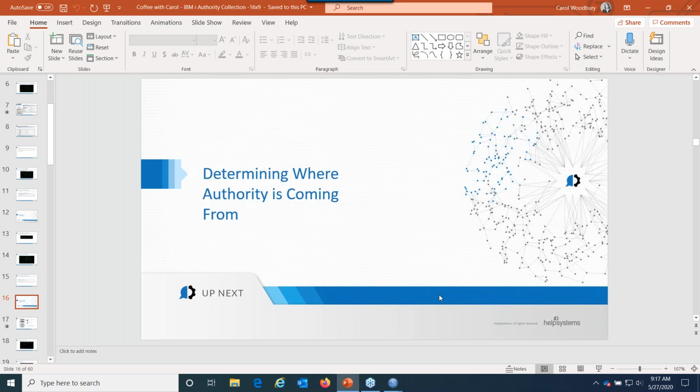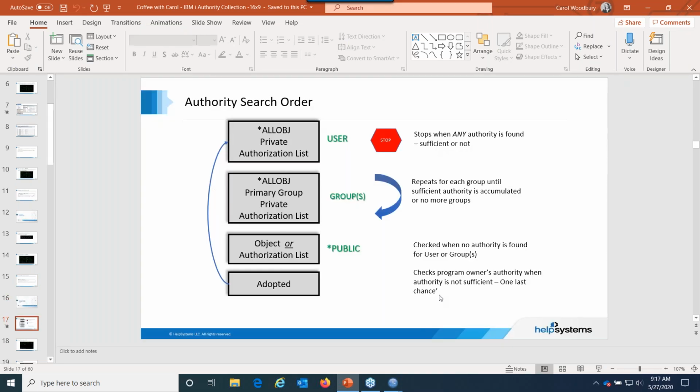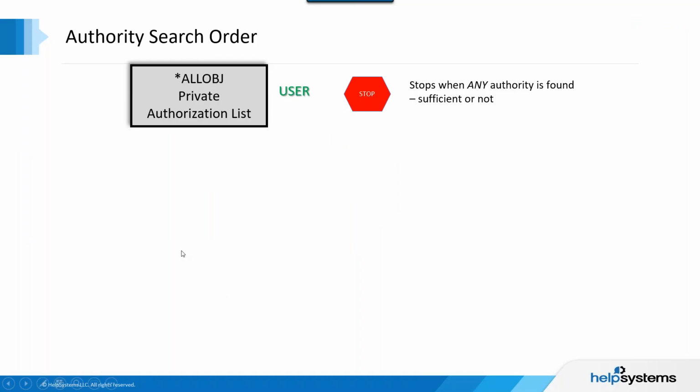Let's try to use this to determine where authority is coming from. So first of all, let's just review the authority search order really quick. I'm going to go into presentation mode so you can see this stepwise. In the authority search order, the first thing that is checked is the user. If the user has some authority, the check will not go on.